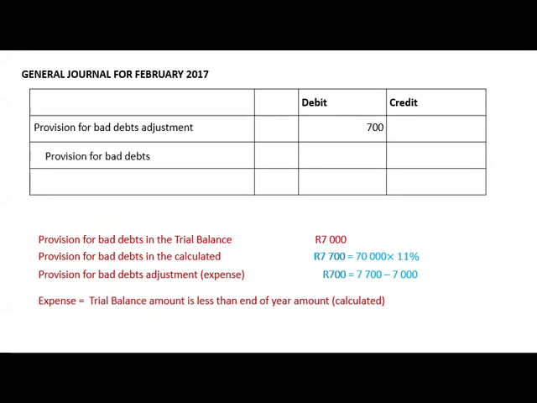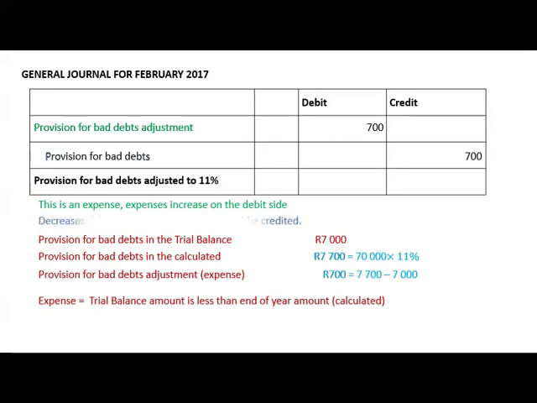All right. And then you're going to increase your provision with 700 Rand. And that is what you're going to have. And I explained to you, the one on the debit, it's an expense, and expenses increase on the debit side. The one on the credit, because it decreases debtors control, it will increase on the credit side. You wrote this, right? Okay.